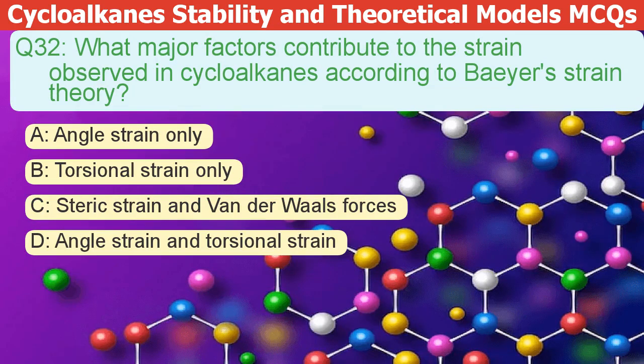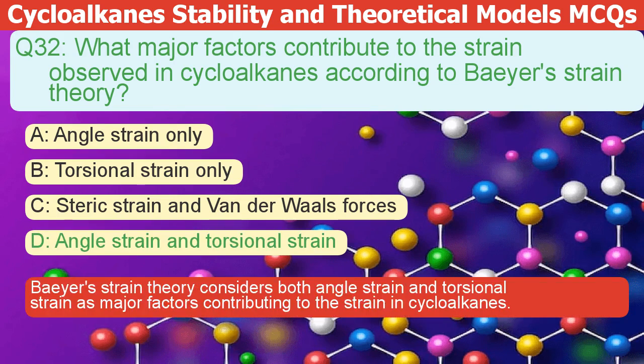What major factors contribute to the strain observed in cycloalkanes according to Bayer's strain theory? A. Angle strain only. B. Torsional strain only. C. Steric strain and van der Waals forces. D. Angle strain and torsional strain. The correct answer is D. Bayer's strain theory considers both angle strain and torsional strain as major factors contributing to the strain in cycloalkanes.